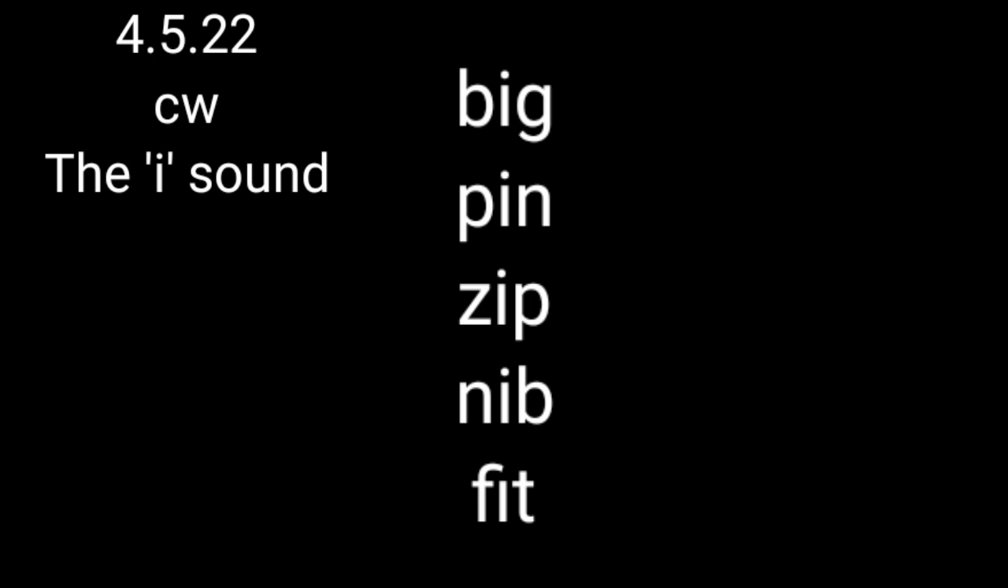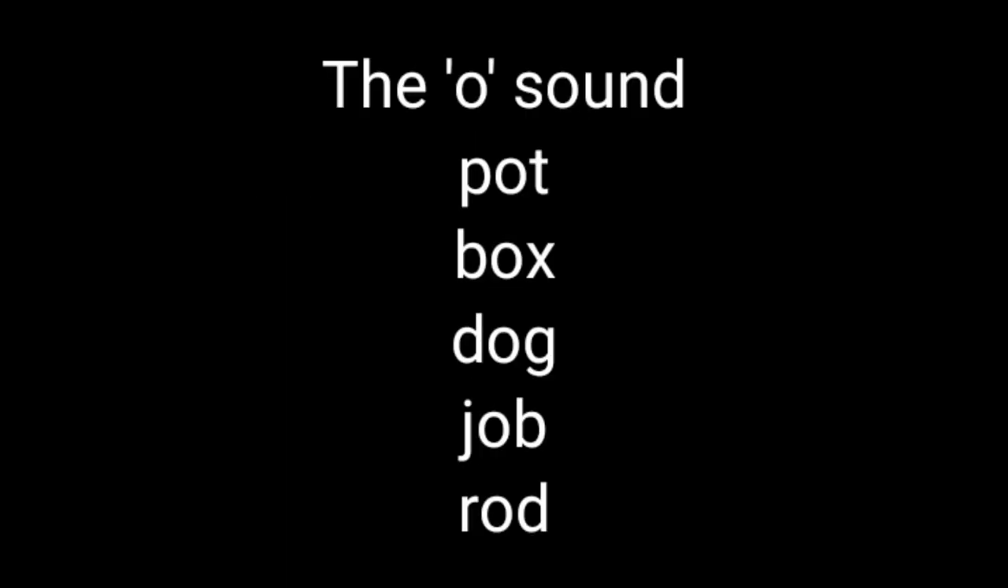Go to the next page so that we can start with the next sound. What is it? O sound. So, the O sound words are P-O-T, pot, B-O-X, box, D-O-G, dog, J-O-B, job, R-O-D, rod. Pot, box, dog, job, rod. Okay? So, these are O sound words. I have given you 5 words. Do write in your CW copy and learn these words, which is very important. Okay, so you know now A, E, I, O words.